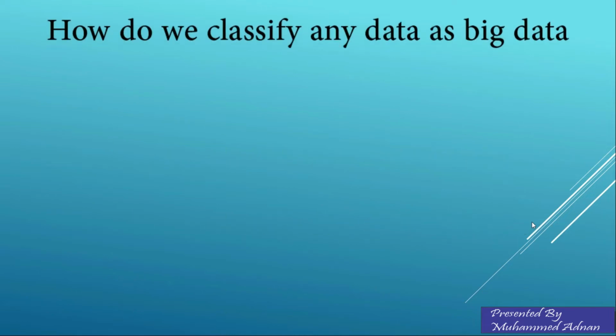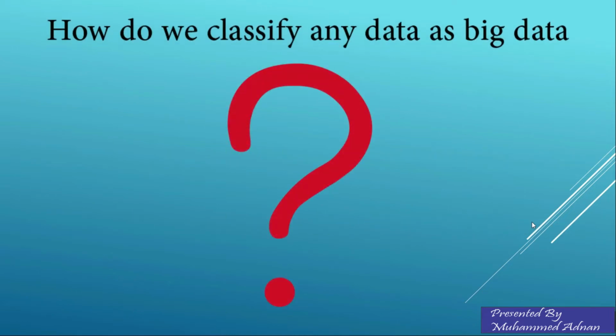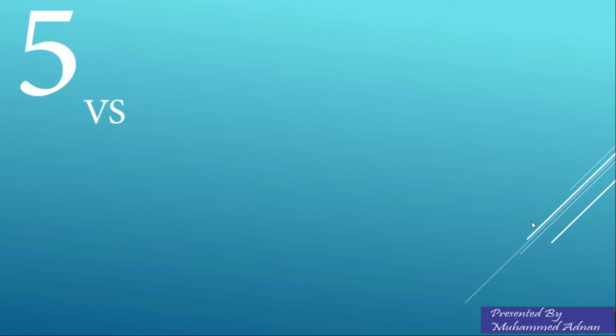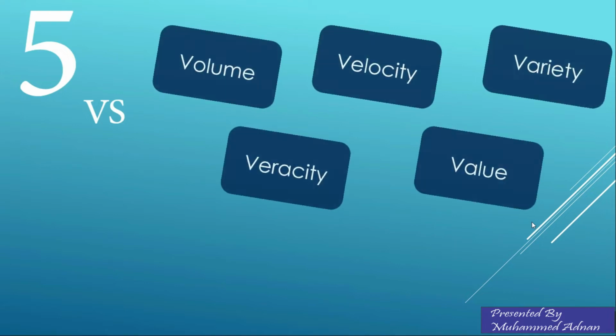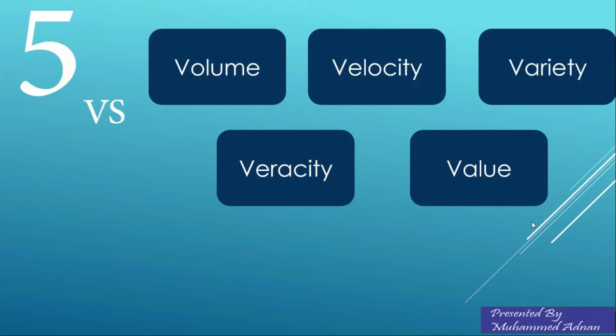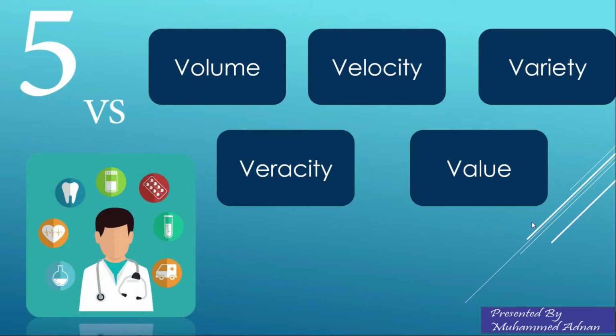Now how do we classify data as big data? This is possible with the concept of 5 V's: volume, velocity, variety, veracity, and value. Let's understand with an example from the healthcare industry. Hospitals and clinics across the world generate a massive volume of data. 2,340 exabytes of data are collected annually in the form of patient records and test results.